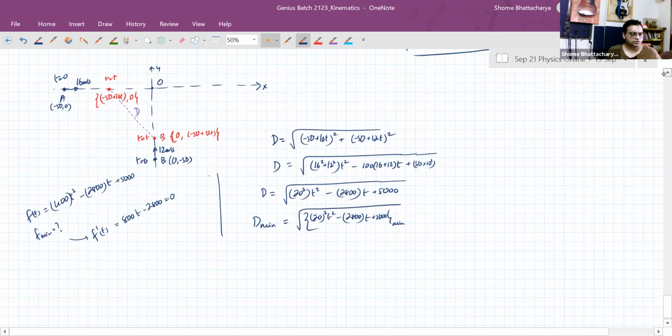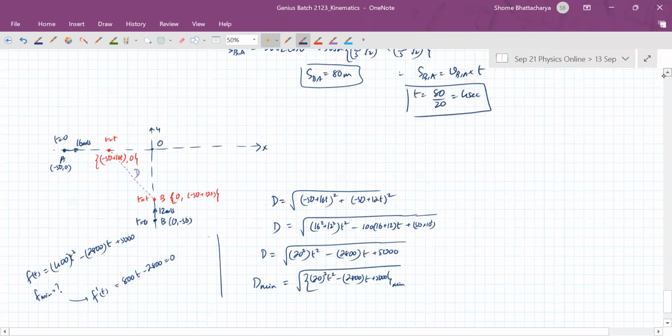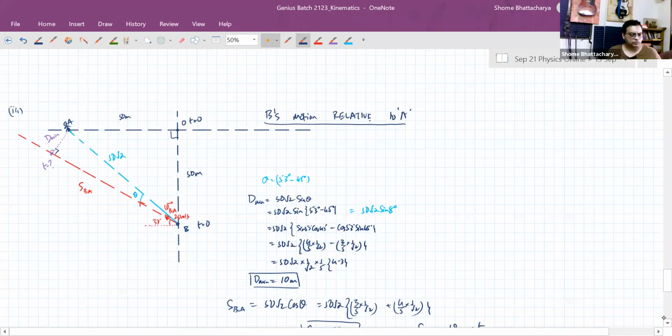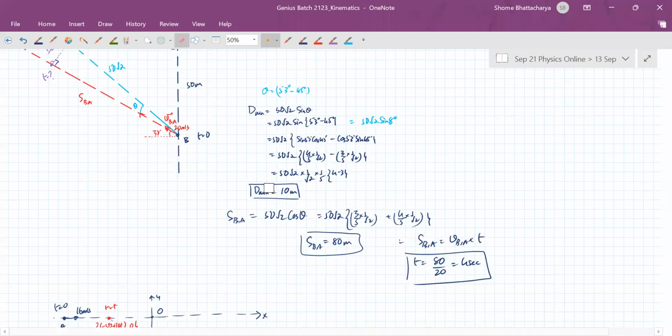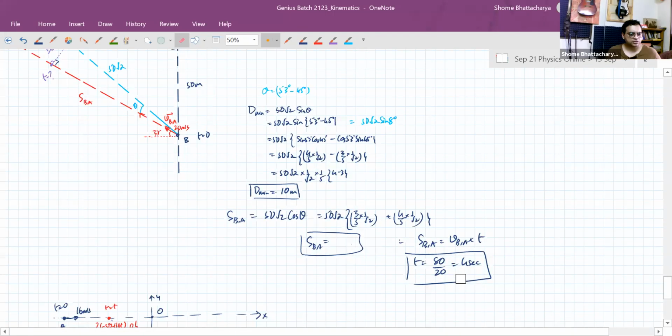Yeah, it was not 80, it was 70. Oh, okay, okay. This, right, my mistake. This is 70 meters, so this will come out to be 3.5 seconds, correct? Yeah, let's just correct this.